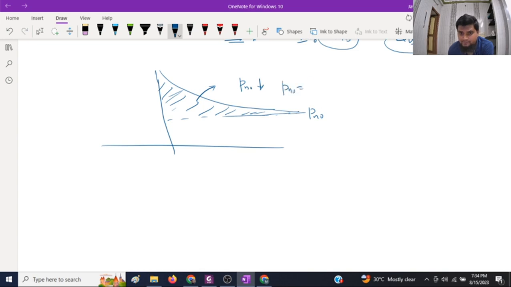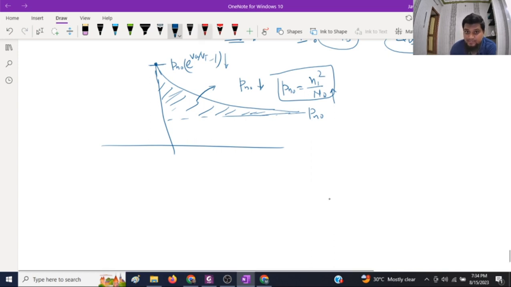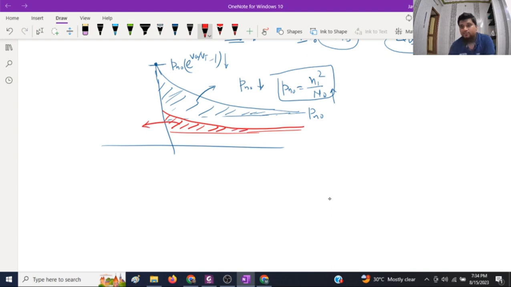Because Pn naught is equal to ni square divided by Nd, right? So if we increase the doping concentration on one side, of course Pn naught will be reduced. And at a given bias, this is Pn naught e to the power Va upon Vt minus 1, this value, and hence this will also decrease, so the whole area will be reduced. So the new profile will be something like this, over here, like this. So the total storage charge will be reduced.